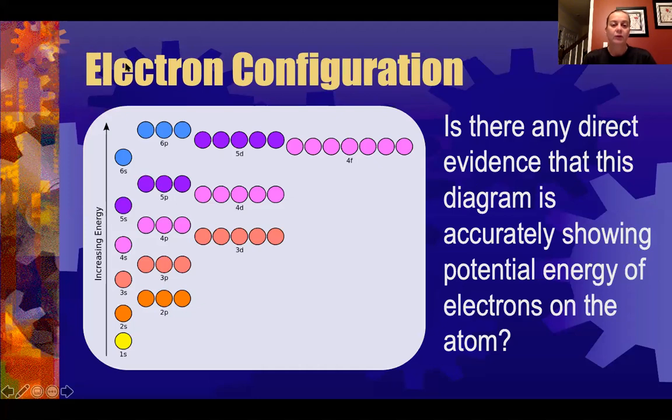All right, so this diagram should look really familiar to you. This is our electron configuration diagram. This is the diagram we use when we're writing or drawing electron configurations. And this tells us about the different energy levels of each of the orbitals and suborbitals. So what evidence do we have that this is accurate? How do we know that 4f fills before 5d and fills before 6p? Why do we know that 3d fills after 4s and before 4p?